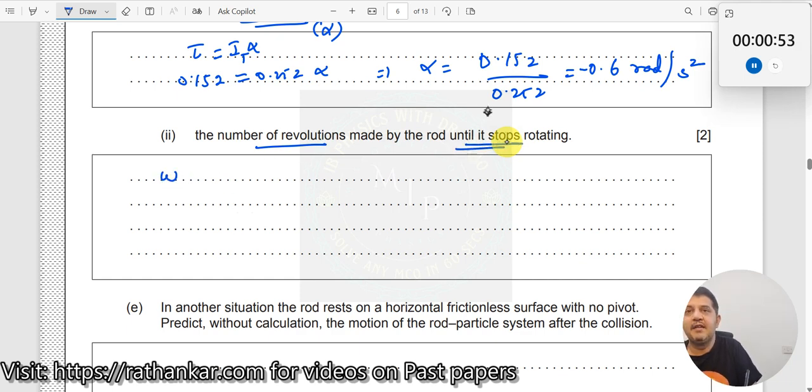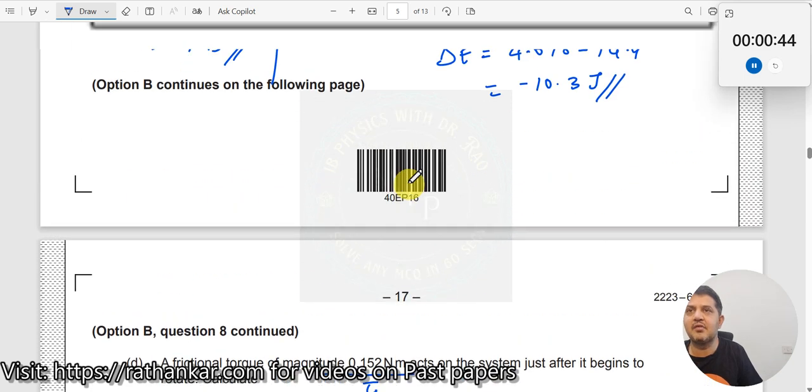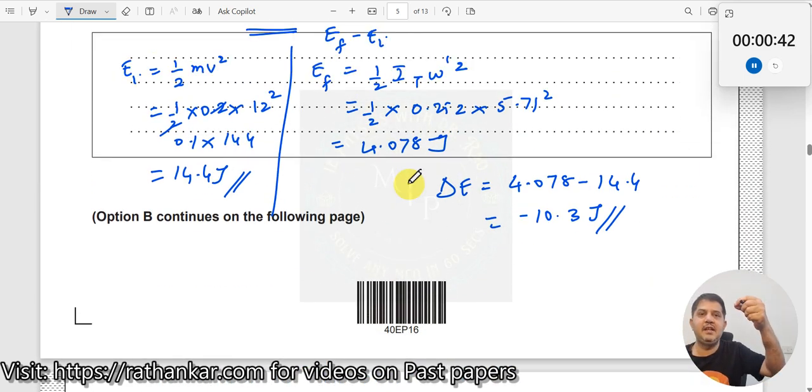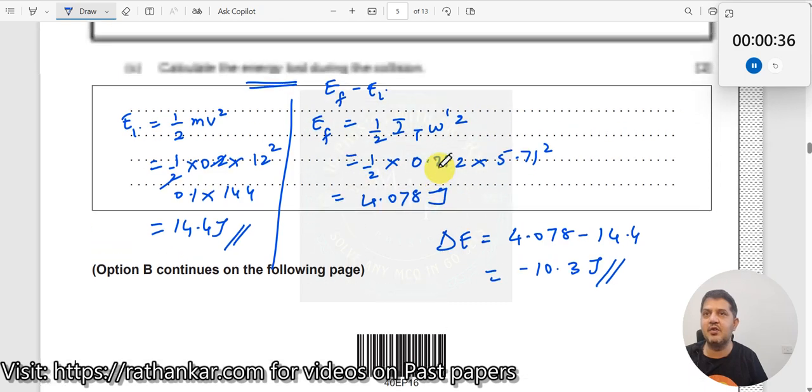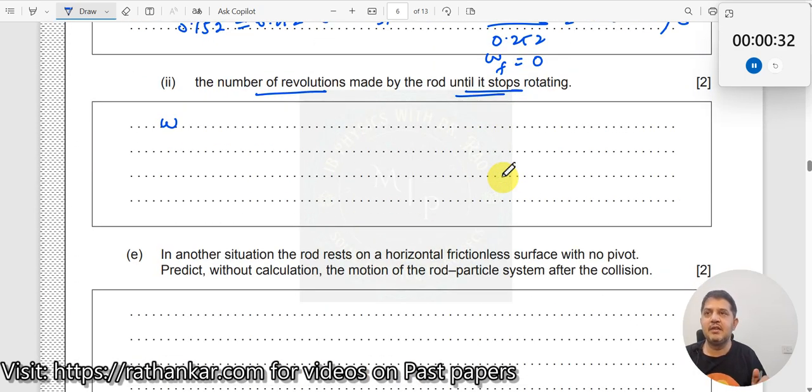What do you mean by that? That means the final angular velocity is equal to 0. Then what is the initial angular velocity? So initially, what was the angular velocity of the rod? That is the moment the particle hit this one, what was the initial angular velocity? That's what we need to know. So that value, omega dash, is 5.71. We got it here, right? So therefore, omega initial is equal to 5.71.